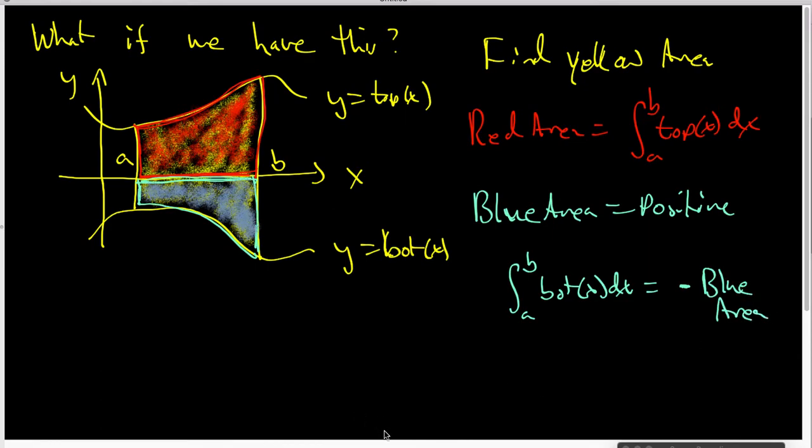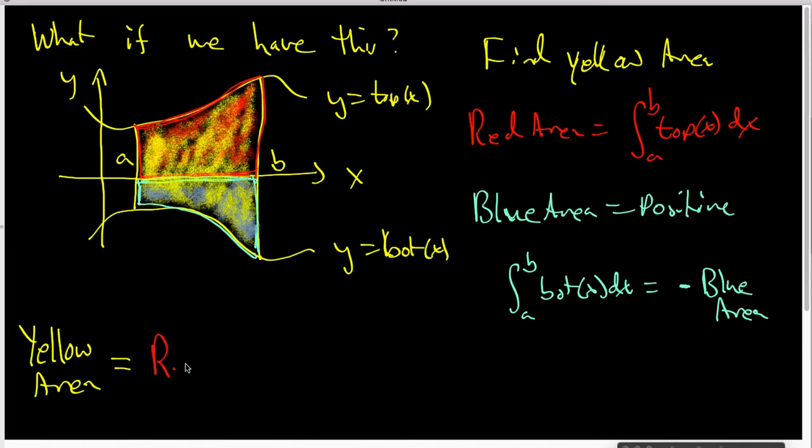So what I notice now is this. My yellow area, which I want to go back and remind you of what it looks like in terms of shading, is both of those chunks. The yellow area is clearly going to be equal to the red area plus the blue area.